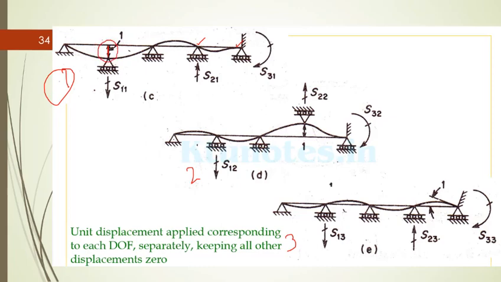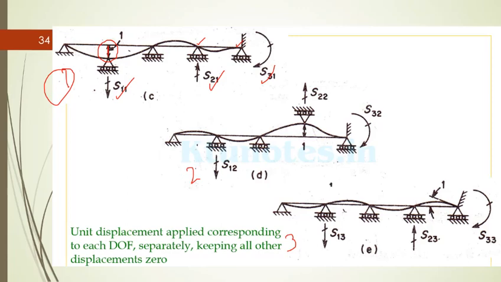That's why we are providing a roller here, so that there is no displacement vertically here. We are providing a fixed one, so there is no rotation here. So this will give you the S11, S21 and S31.